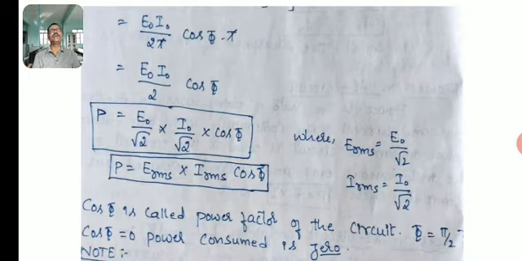Then P is equal to E RMS into I RMS into cos phi, because the RMS value of EMF is equal to E naught by root 2, and the RMS value of current is equal to I naught by root 2. So this is the relation between the RMS value and the peak value of alternating current and alternating EMF. Cos phi is called the power factor of the circuit. If phi is equal to pi by 2, cos phi is equal to 0, and power consumed is 0.